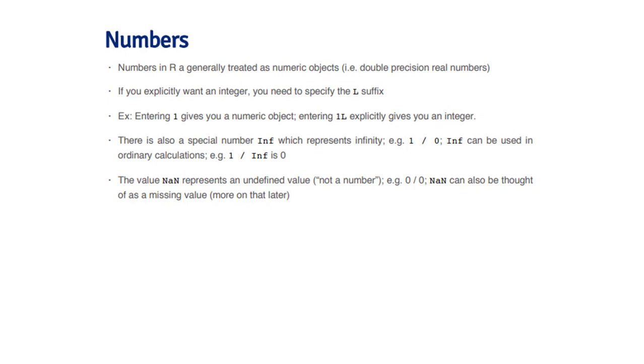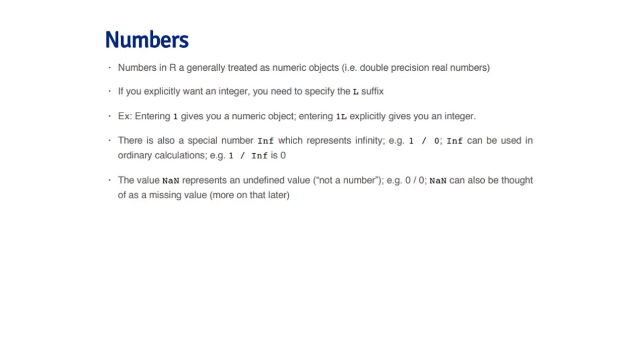There's also a special number called Inf, which stands for infinity, and Inf is like a real number. It can be used in calculations, and you will get the expected result. For example, if you take 1 divided by 0, you will get infinity, and if you take 1 and divide it by infinity, you will get 0. It is a special number, and you can also have minus infinity too.